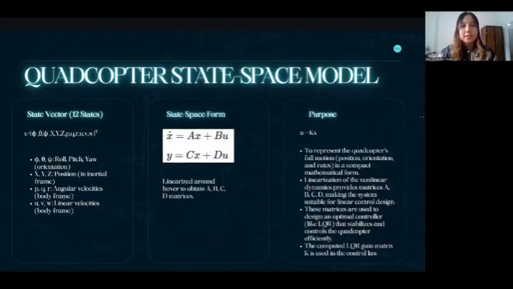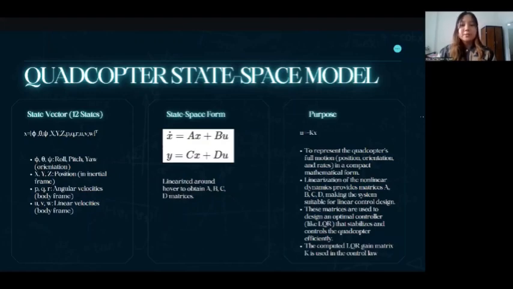Now let's take a look at the quadcopter state space model. First, we define the state vector. This model has 12 states, which include orientation, which has roll, pitch, and yaw. The next one is position in the inertial frame, which is x, y, and z. The next one is angular velocities in the body frame, which is p, q, and r. And the last one is linear velocities in the body frame, which is u, v, and w.